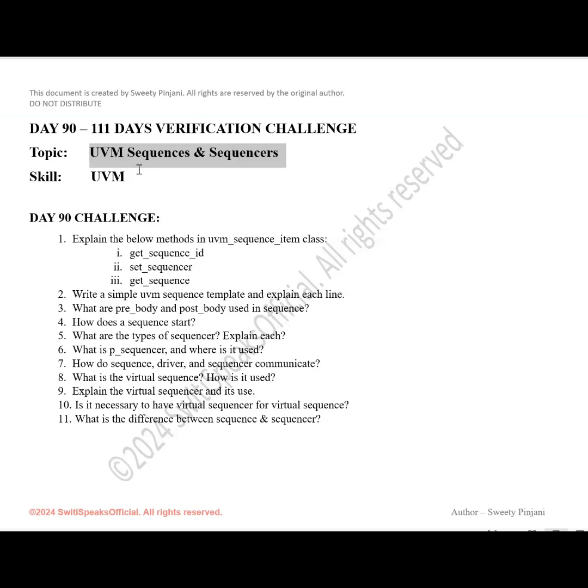Let's see today's question. There is a class in UVM called uvm_sequence_item. This class has a lot of methods. You need to explain these methods which are in the uvm_sequence_item class. The first method is get_sequence_id, then set_sequencer and get_sequence. You need to explain the syntax of this method and what is the use of this method.